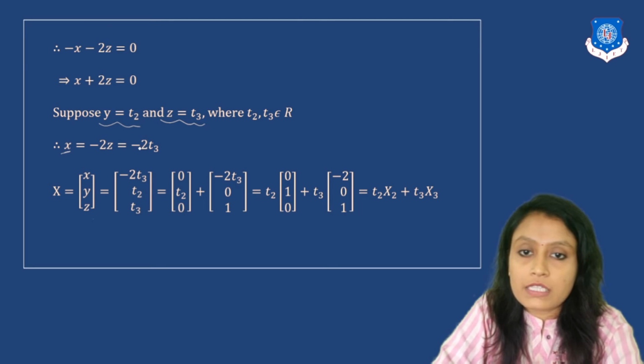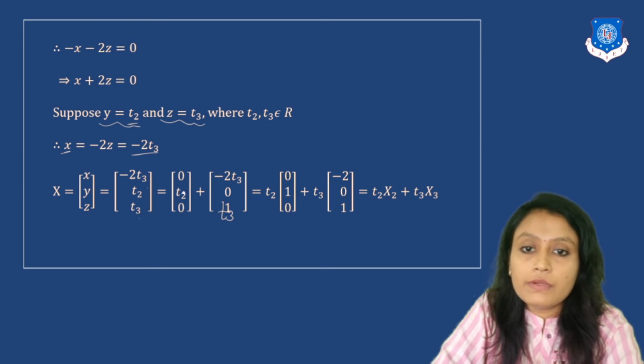Now in place of x we will write this minus 2t3, in place of y t2, and in place of z t3. Now here we have t2 and t3 together, so firstly we will split them. Here we don't have t2, so here it will come 0. Here we have t2, so we'll write t2. Here we don't have, so we'll write 0. Plus, now here we have, so we'll write minus 2t3. Here we don't have t3, so we'll write 0, and here we will write t3.